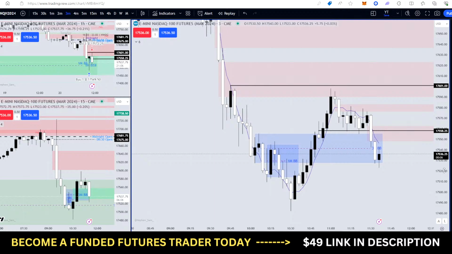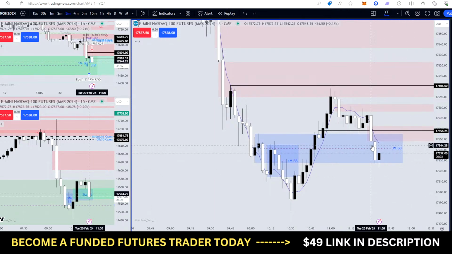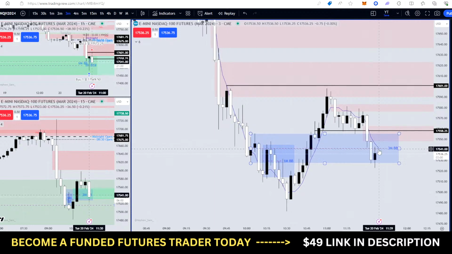Okay, so we got an immediate rebalance here on the 3 minute breaker. We got immediate rebalance from 2 candles ago. Make sure there's no fair value gap there. Now let's see what this candle does.